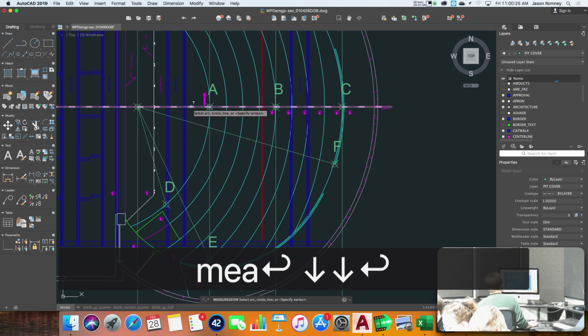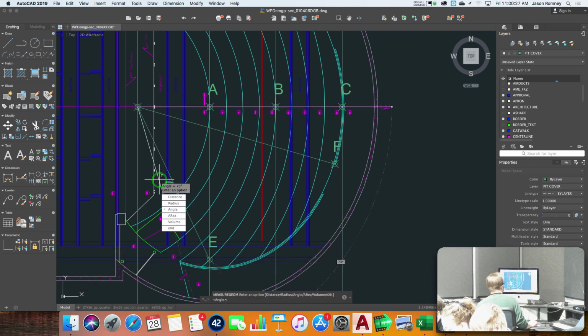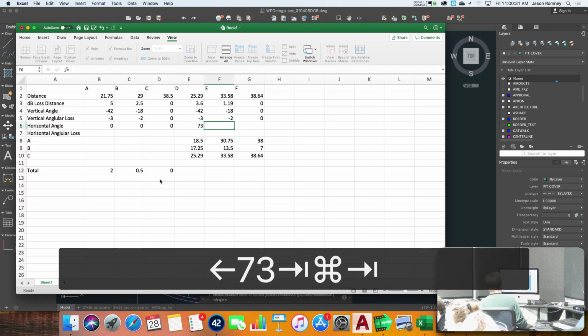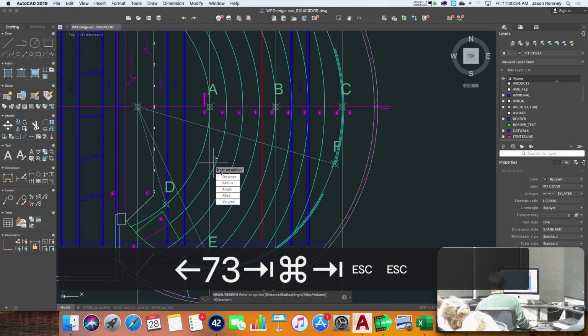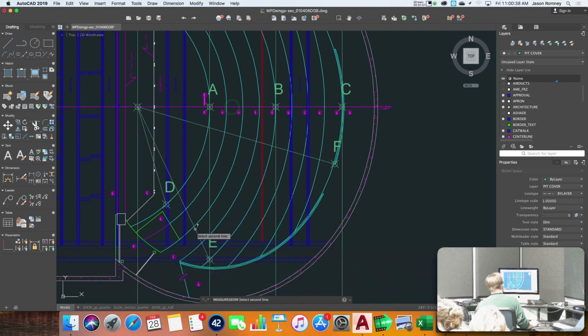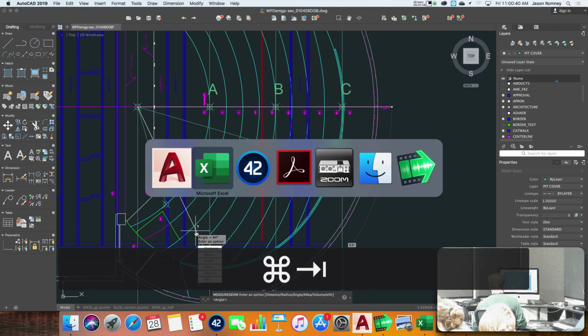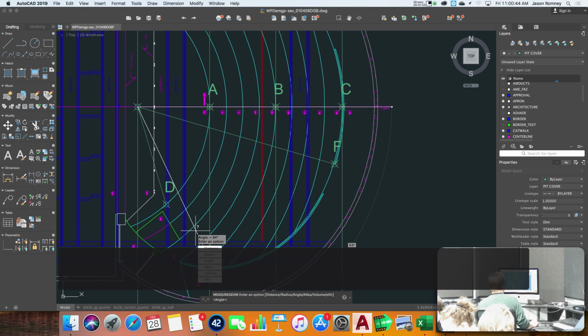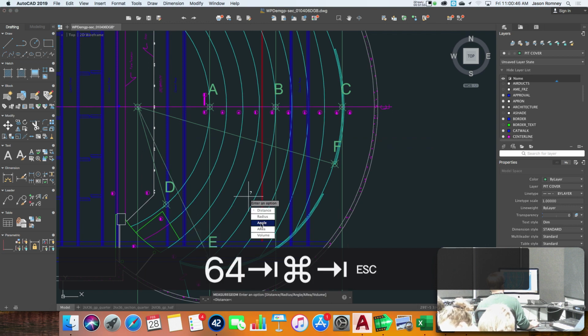Okay, let's try that again. Well, we'll do seat E. Now we're at 64 degrees there. And seat F, which will be 16 degrees. Okay, so let's figure out the horizontal loss for those.